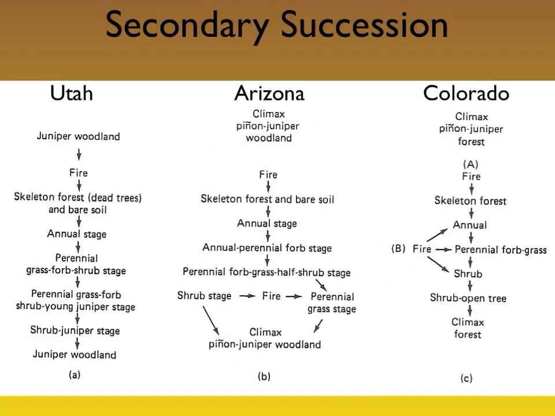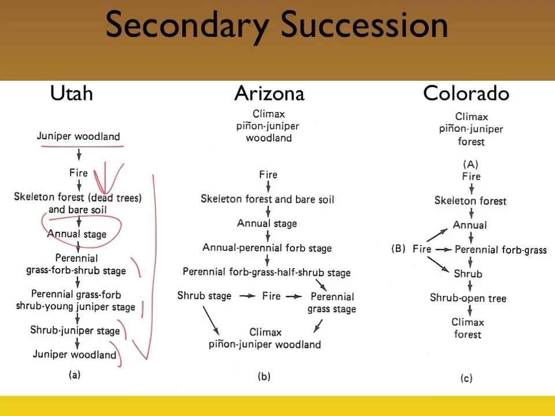So you can look at this one on the left-hand side. In Utah, we've got a juniper woodland. We have fire applied, some sort of disturbance applied. We have this skeleton forest, bare soil. We have annuals come in, right? Annuals, those first colonizers, come into this system. Then we move from that to perennial grass-forb shrubs, then perennial grass-forb and shrubs and young junipers. Then we have smaller junipers. Then we are back into that juniper stage.